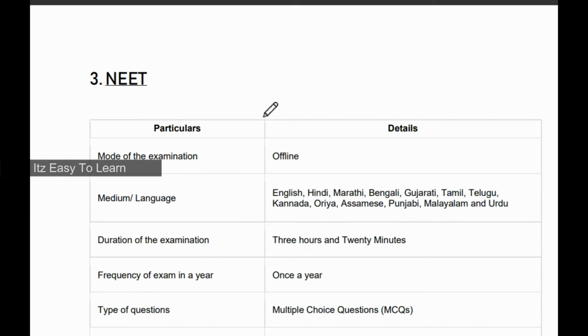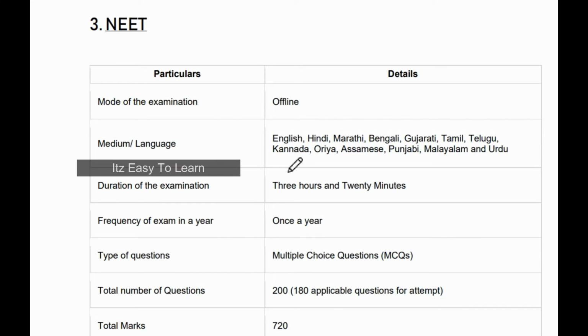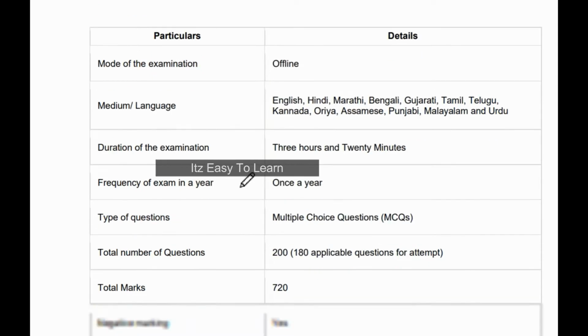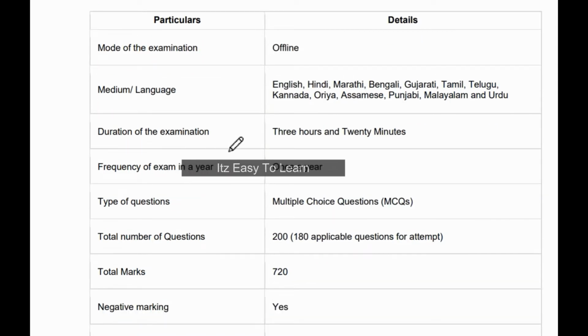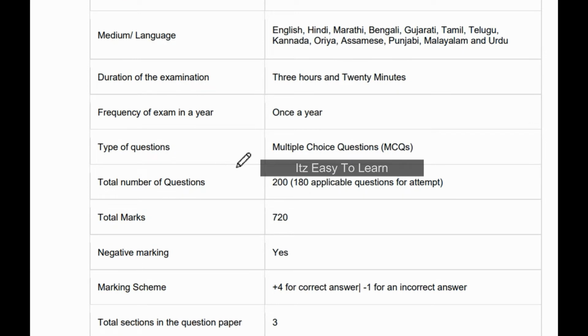Next I am moving to NEET. The mode of examination is offline. The medium depends upon your mother tongue: English, Hindi, Marathi, Bengali, Gujarati, Tamil, any language. The duration of the examination is 3 hours and 20 minutes. It's held once a year. The type of question is MCQ. The total number of questions is 200, and there are 180 applicable questions for attempt.